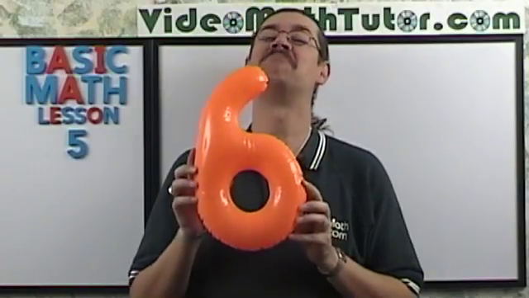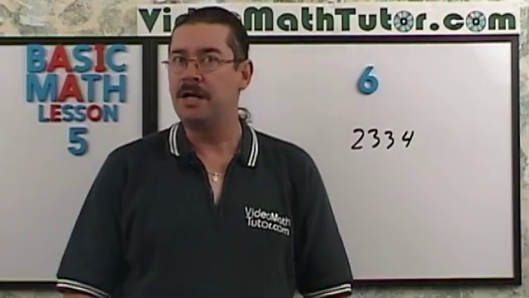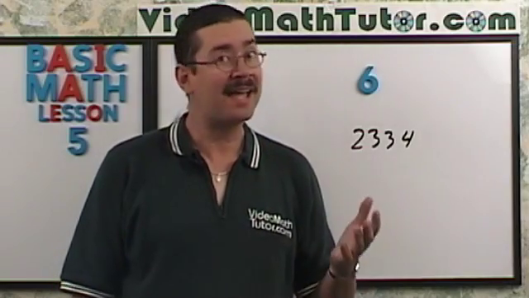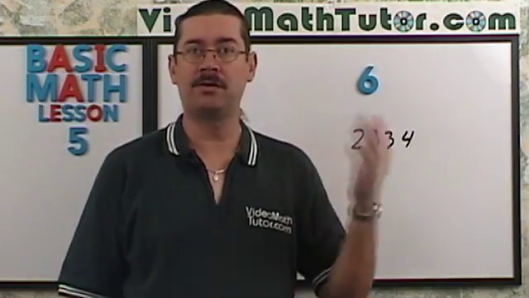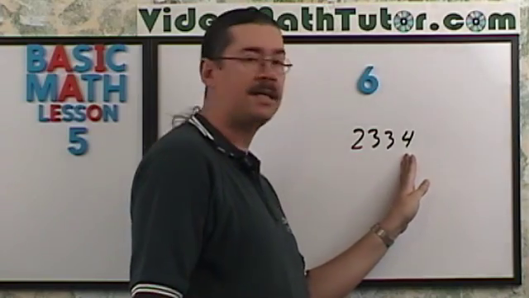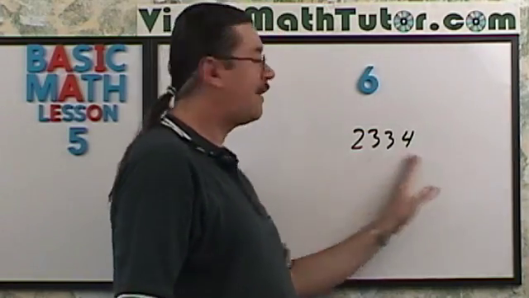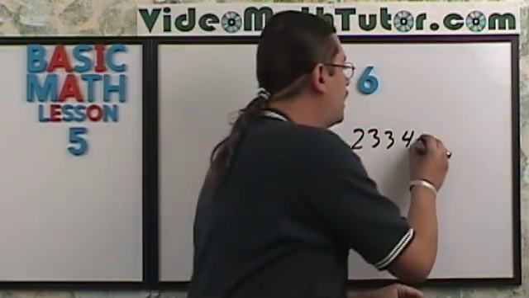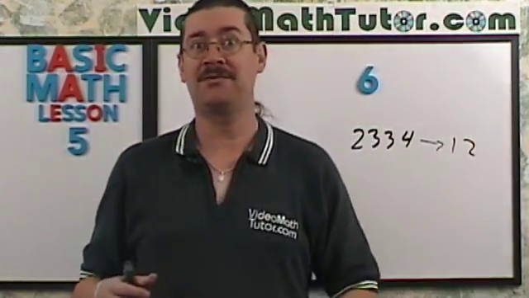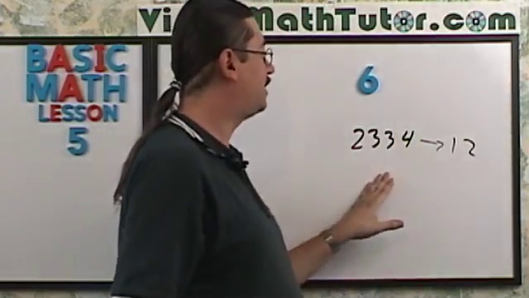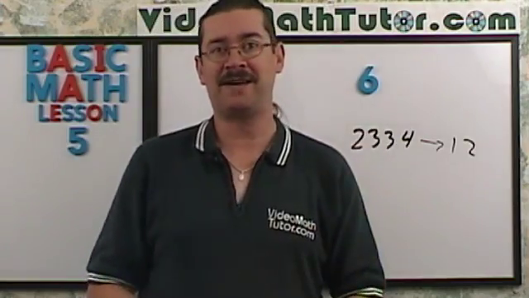Numbers divisible by 6. A number is divisible by 6 if it's divisible by 2 and at the same time it's divisible by 3. So you apply those rules. So something like this, well, I know 2 goes into it because it ends with an even number, 4. Now let's find a digit sum. 2 plus 3 plus 3 plus 4 gives us 12. And 3 will go into 12. So, because both 2 and 3 will divide into this number, we know 6 will divide into it.